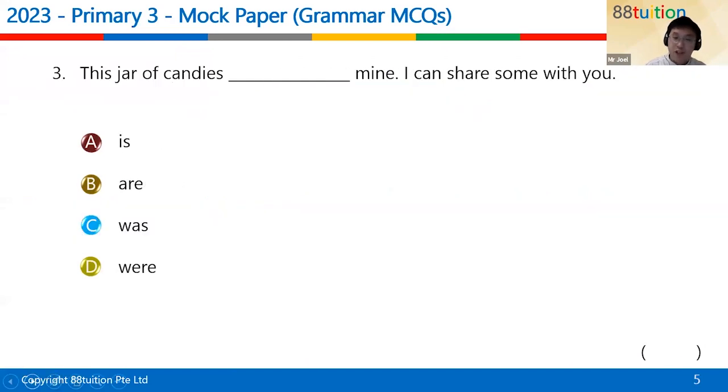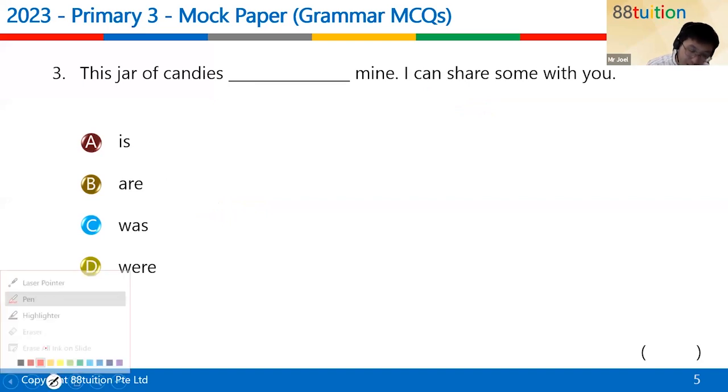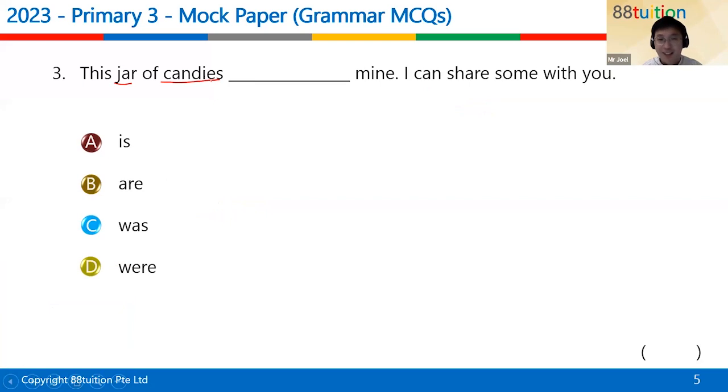Okay. Moving on. Question 3. This jar of candies, what mine? I can share some with you. So the trick here is, should we look at jar as our subject, or should we look at candies as our subject? So for number 3, those of you who did it online all got it correct. Anne is the only one who needs to give me the answer. Very good. So all of you didn't get scammed. All right, you didn't get cheated. The answer is A. That's right.